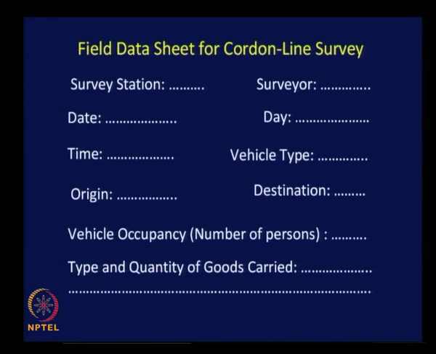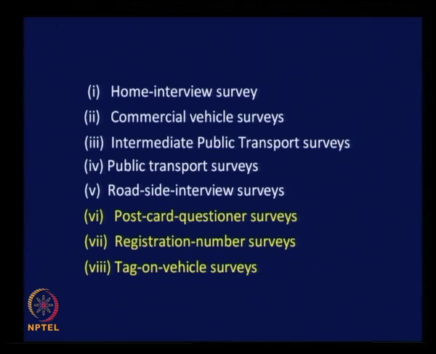So we must have some strategy and try to get as accurate information as possible. Clear? In this case, we are stopping the vehicles for getting the information, but it may or may not be possible at all the survey stations. So if you want to reduce the stoppage duration of the vehicles, you can fill up the same thing in a kind of postcard and request the driver to provide the information. That is the next type of survey we are going to see: the postcard questionnaire survey.